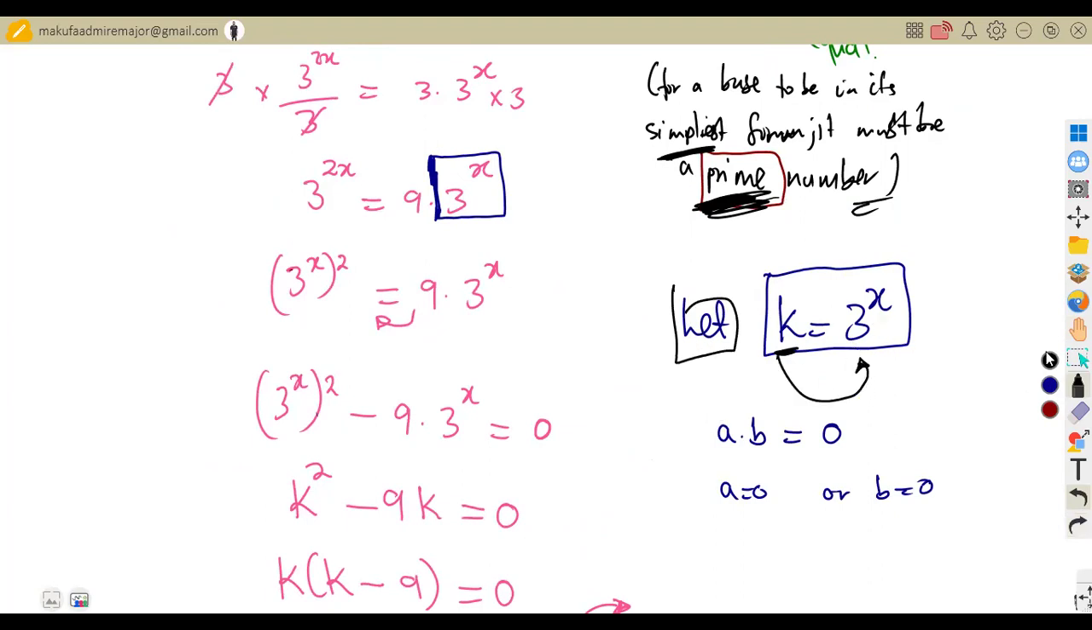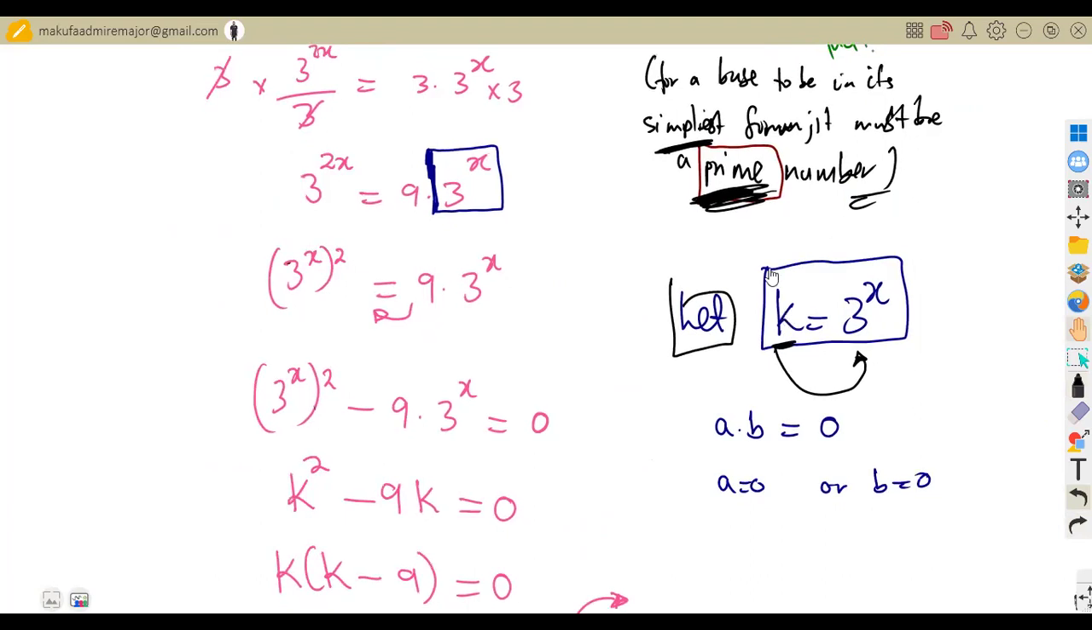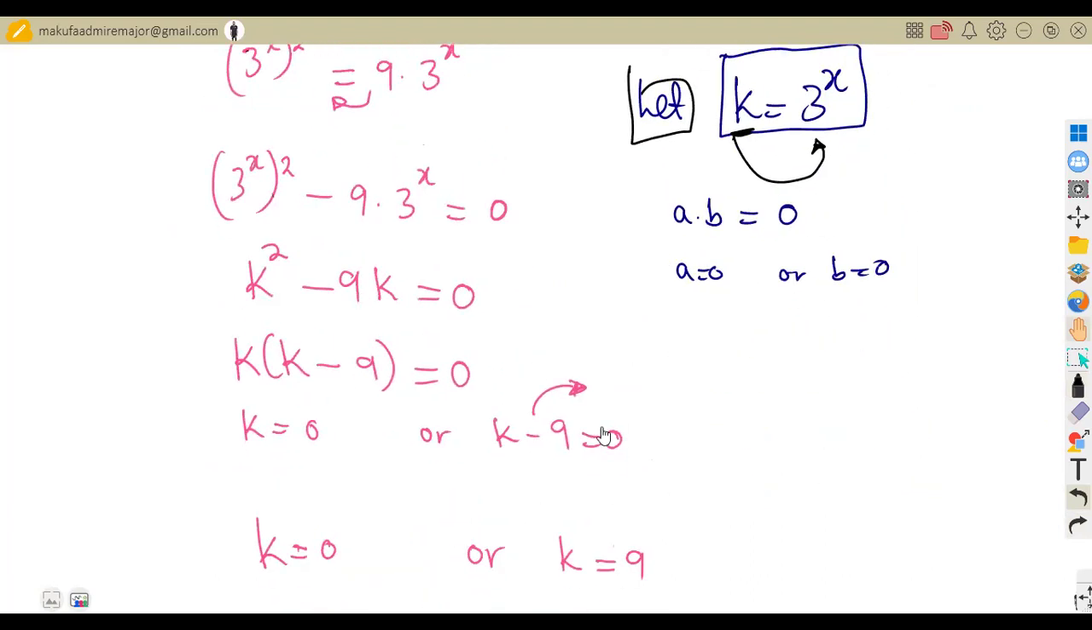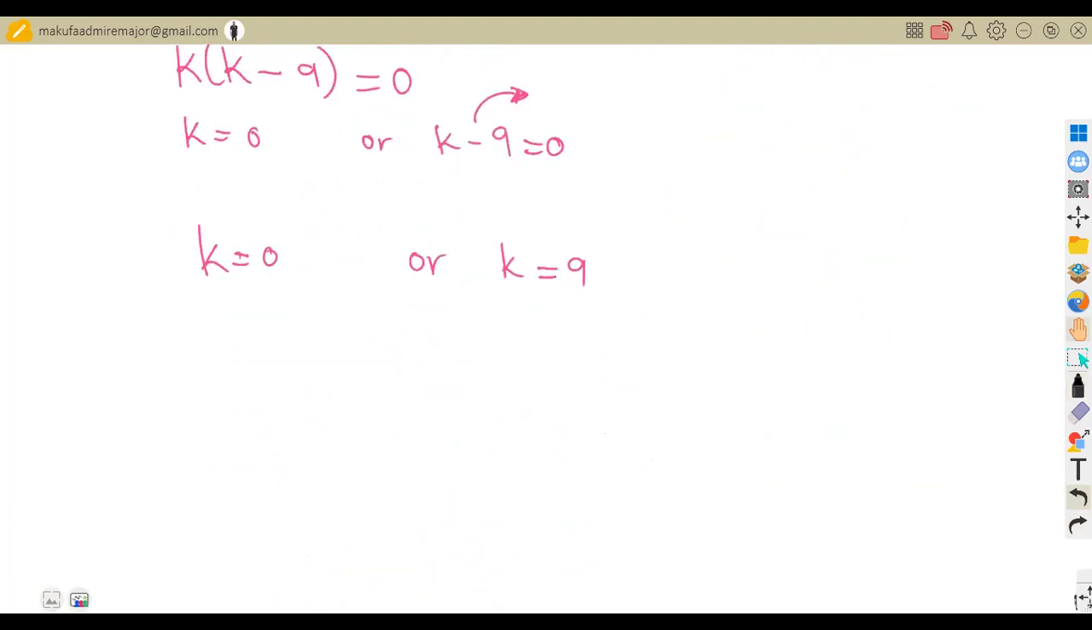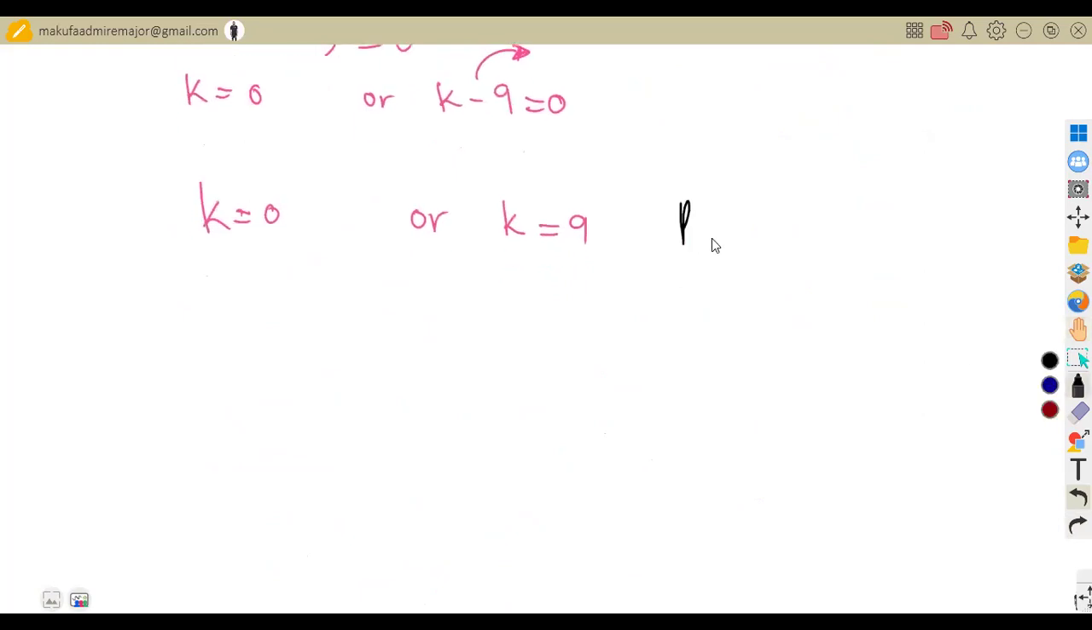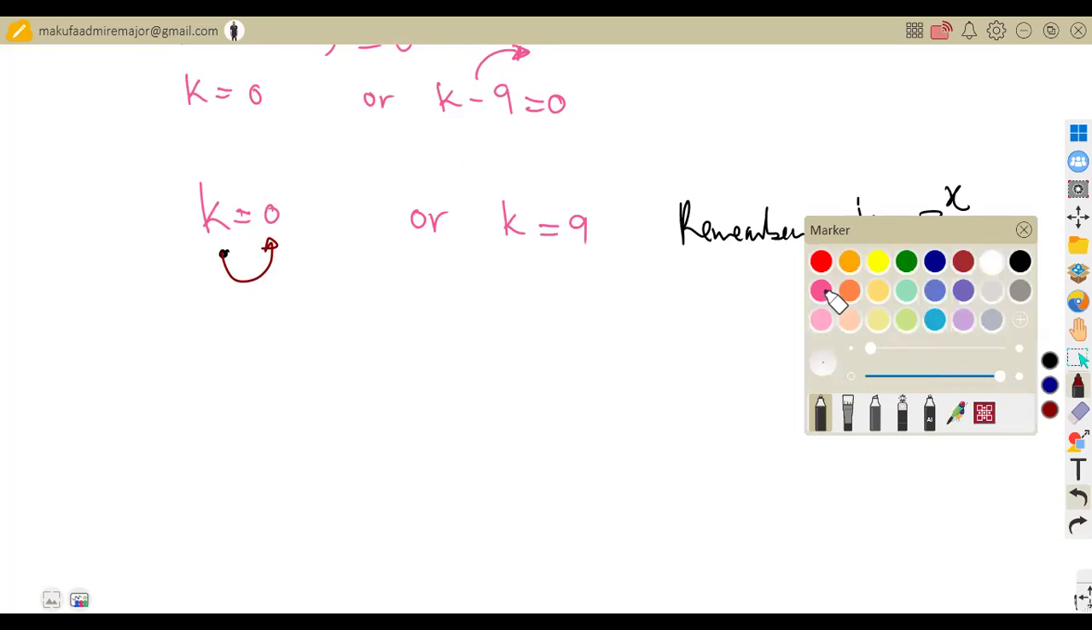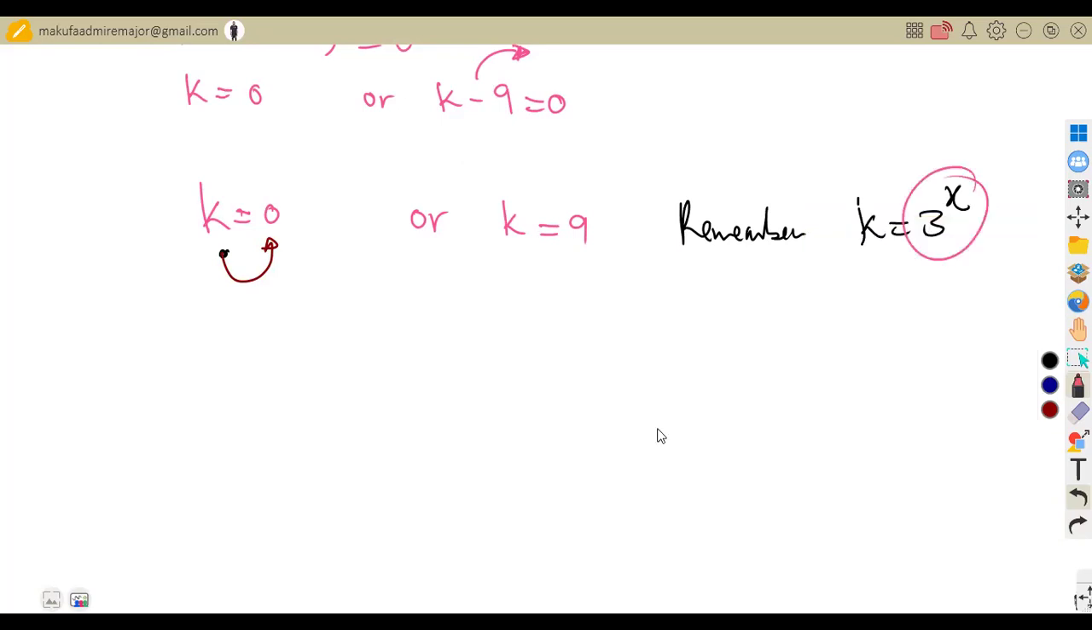So it means we have to go back to that introduction where we said k is equal to what? 3 to the exponent of x. Remember here, we said k is equal to 3 to the exponent of x. So that means in place of k, we're going to substitute. So we are going to take this to be equal to 0. In this case, we're going to have 3 to the exponent of x in place of k.